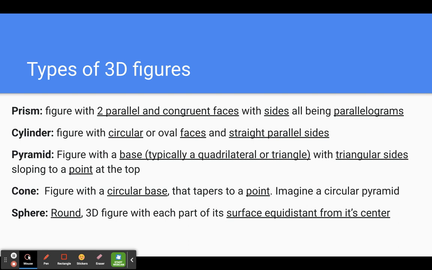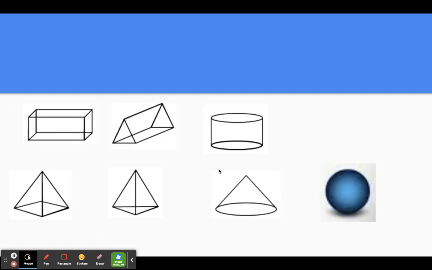It's just going up. A sphere is a round 3D figure with each part of its surface equidistant from its center. Think of a ball. Okay, and here's a bunch of pictures representing those.